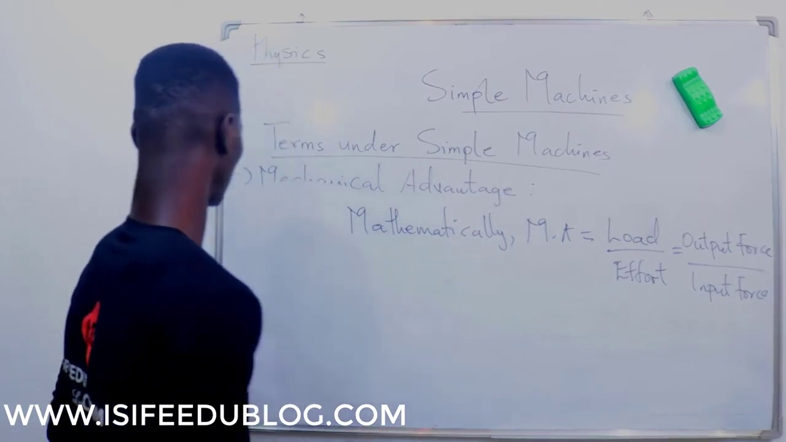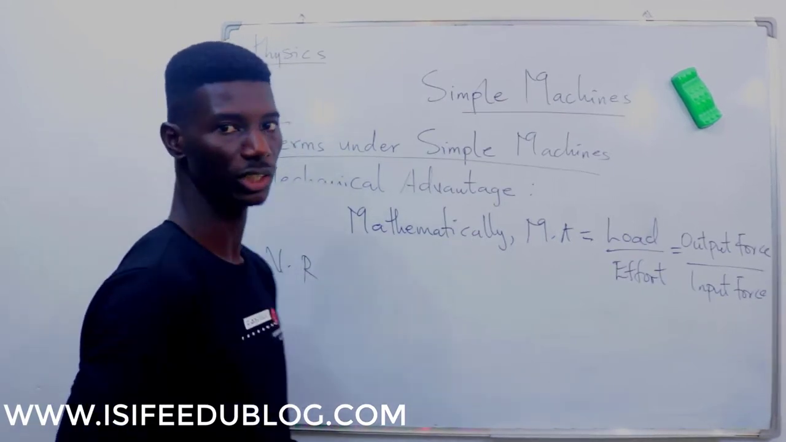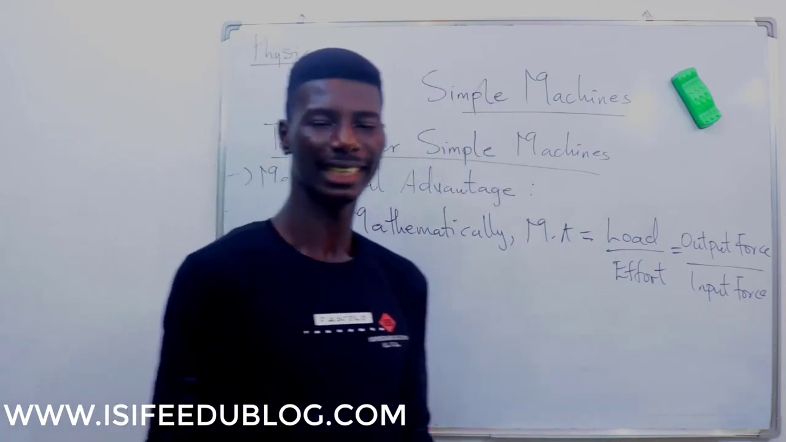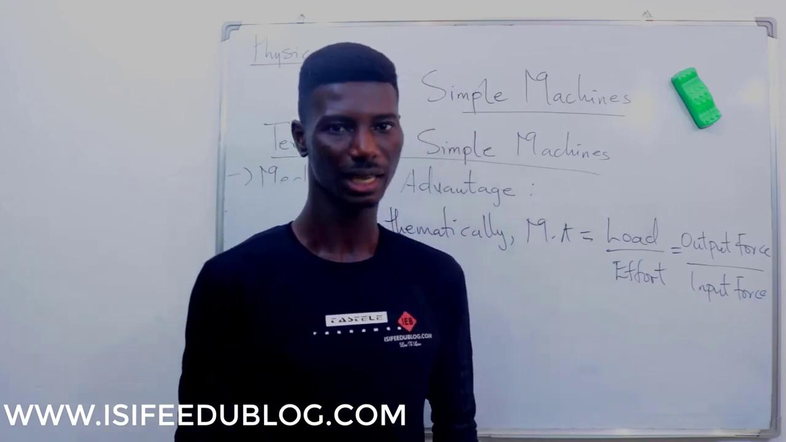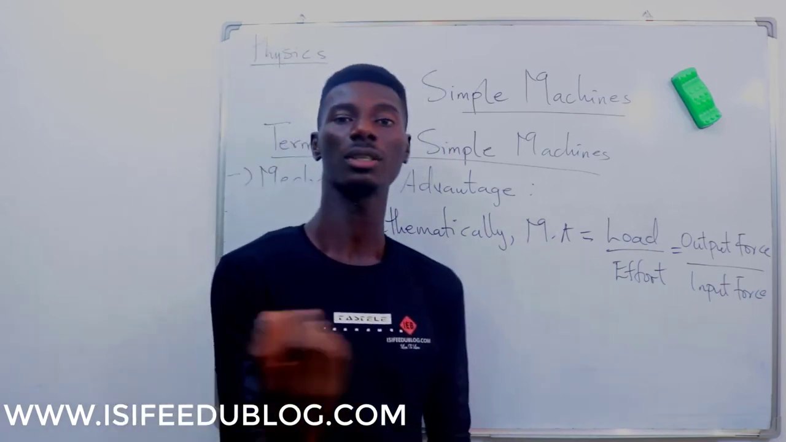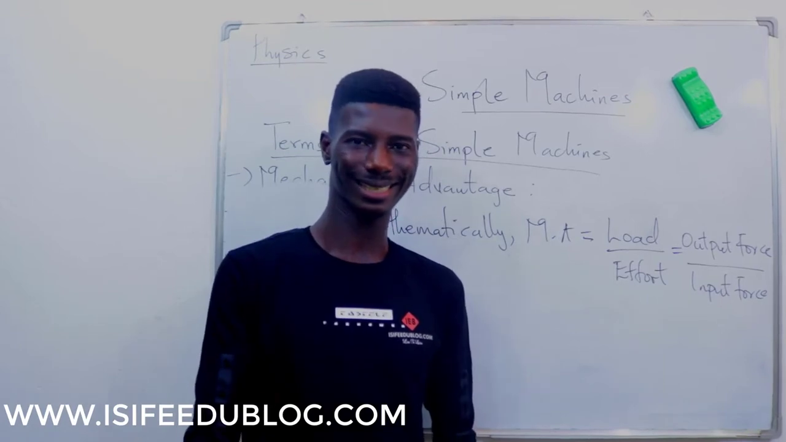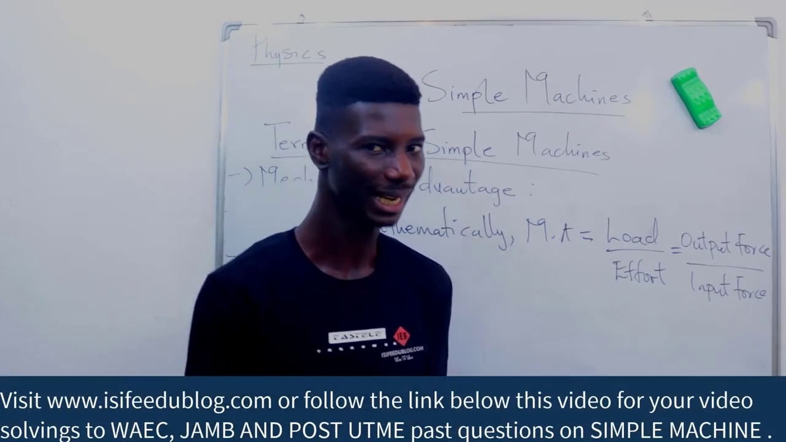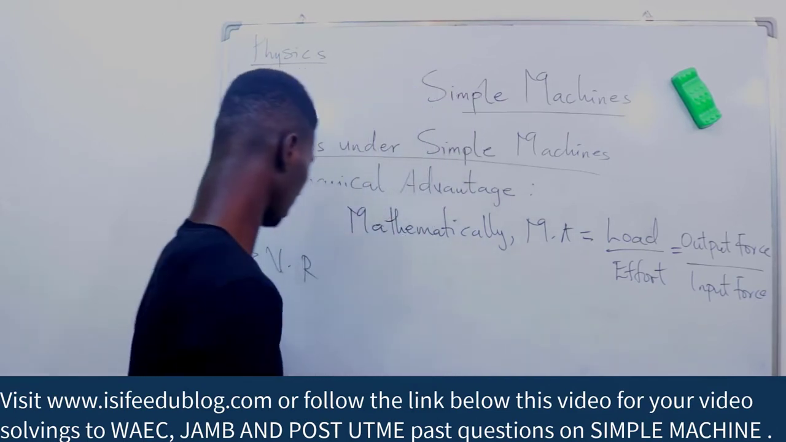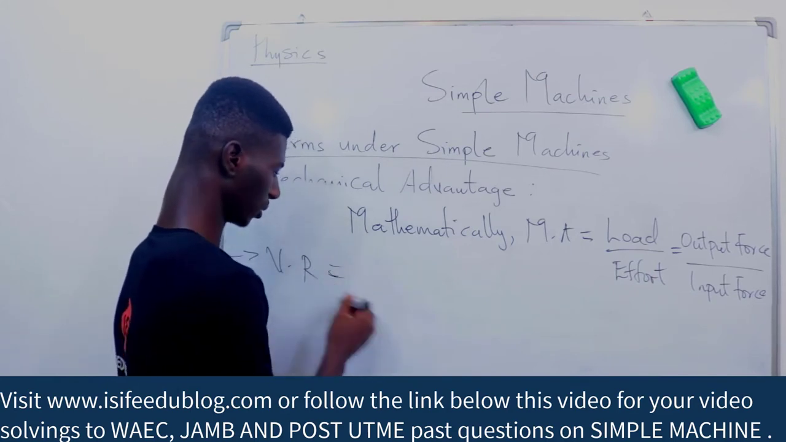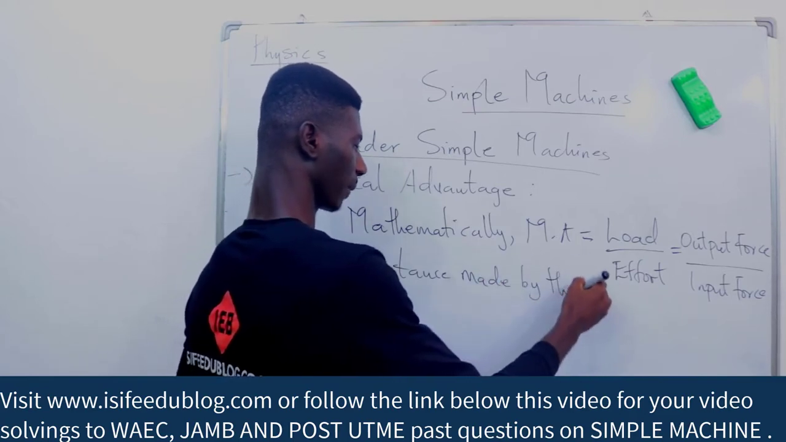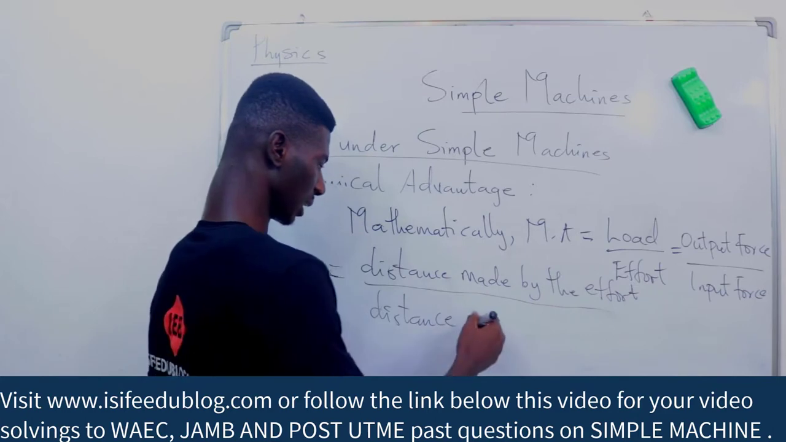Then the next one is the velocity ratio. I will use V.R. to denote the velocity ratio. What is the velocity ratio? It is also defined as the ratio of the distance made by the effort. Please note this definition. The ratio means fraction, division. The ratio of the distance made by the effort divided by the distance made by the load.